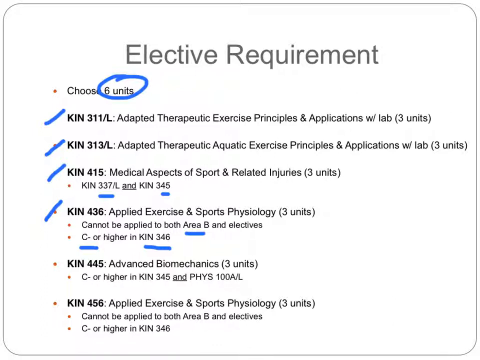toward the elective requirement. Another course you have to choose from is Kin 445, and prior to that you need a C- or higher in Kin 345, and you need to take Physics 100A with lab. Another option for your requirements is Kin 456 with a prerequisite of Kin 346 with a grade of C- or higher, and again, if you've taken this course for Area B, you cannot double count it towards your elective requirement.